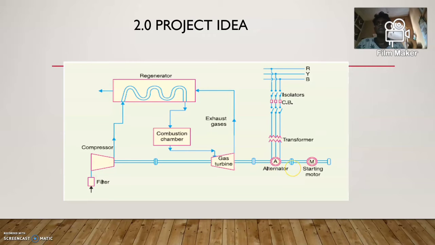So the next is gas turbine. Gas turbine: the products of combustion consisting of a mixture of gases at high temperature and pressure are passed to the gas turbine. Next is alternator. Alternator: the gas turbine is coupled to the alternator as seen in the gas turbine plant layout. The alternator converts mechanical energy of the turbine into electrical energy. So this is the project idea.